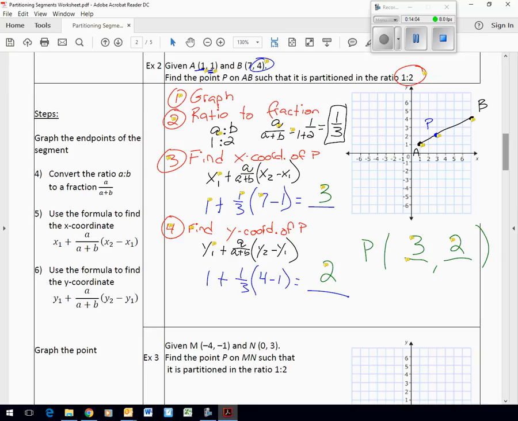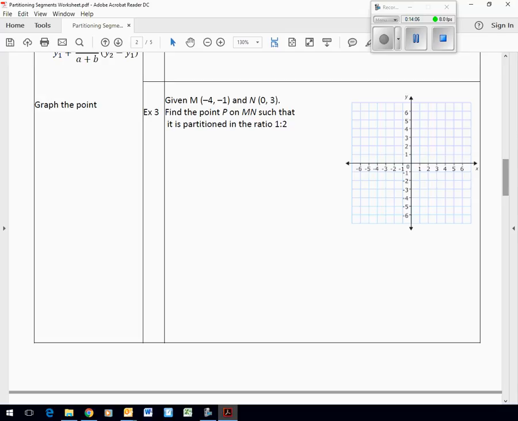Okay. We'll do one more. You guys get started on number 3, okay? Y'all get started on it. I want you to try it on your own. Convert from the ratio to the fraction, then find the x and the y coordinates, all right? Do the whole problem. I'll run it up here in just a second.